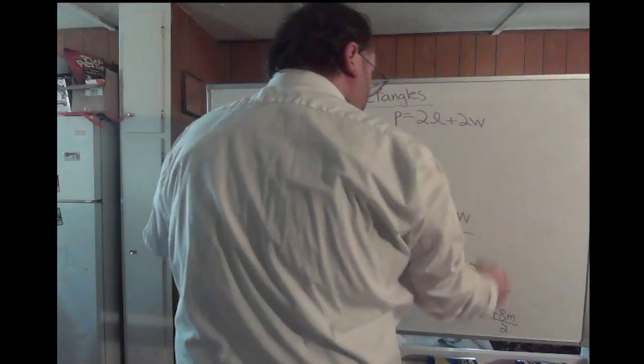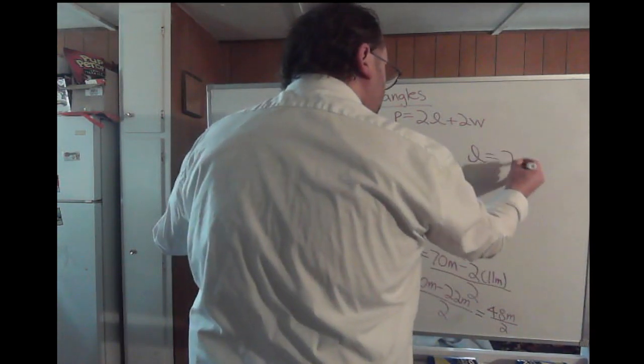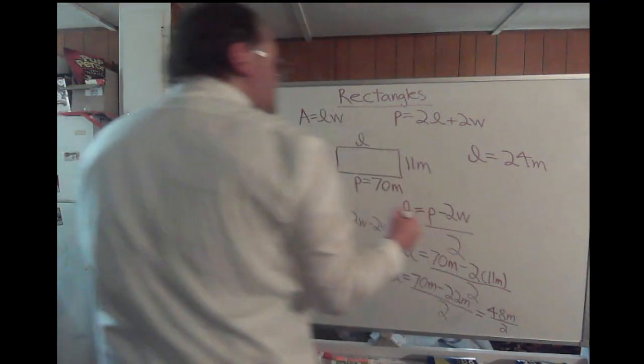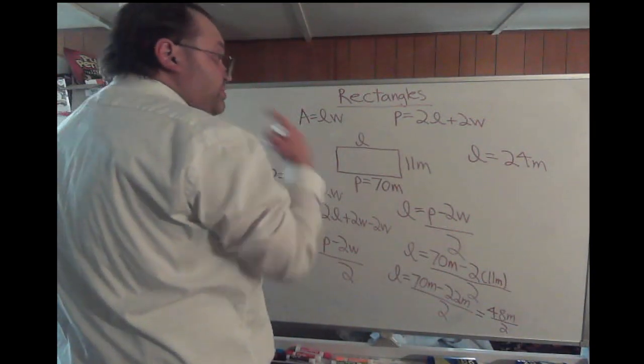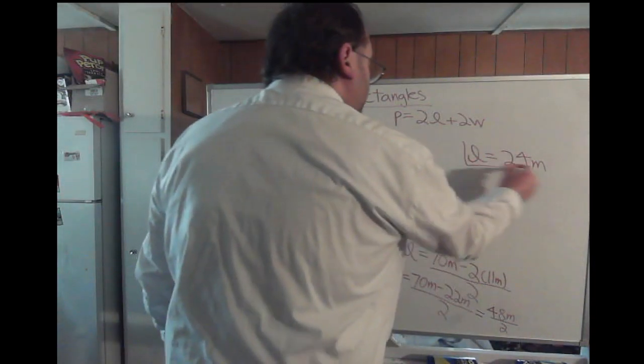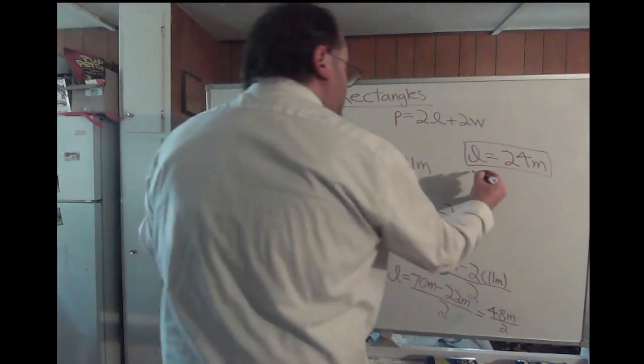So that tells you the length is equal to 48 divided by 2. That would be 24 meters. So the length, in fact, is equal to 24 meters. We got our missing side. We got our length, 24 meters. Now they're going to take a step further, ask you to find the area.